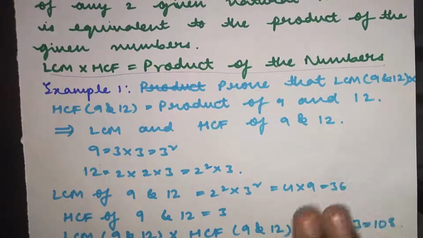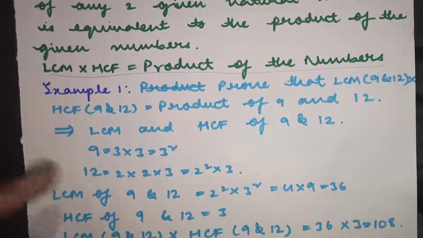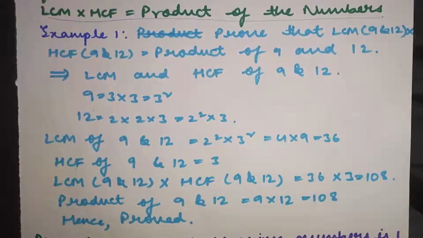So let's consider an example of taking the HCF and LCM of 9 and 12 and then verifying it, or cross-checking it, with the product of those numbers. So let's now find out the LCM and HCF of 9 and 12, which is done like this.